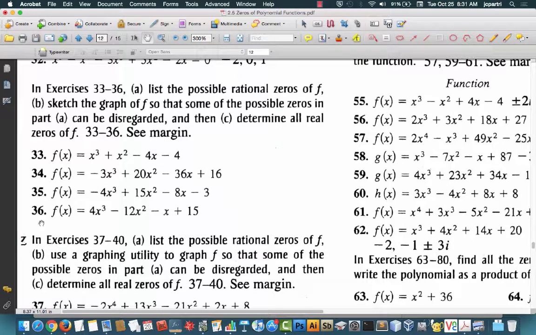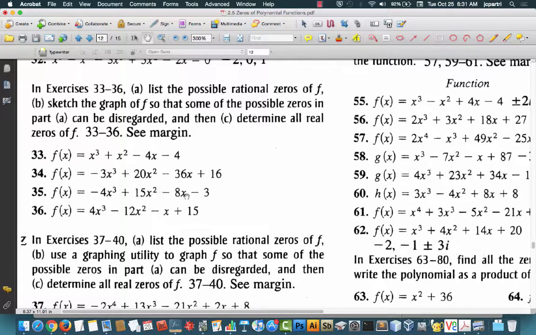Okay, here we go. f of x equals negative 4x cubed plus 15x squared minus 8x minus 3. Let's make sure we understand the instructions. A, list all the possible rational zeros of f. B, sketch the graph of f so that some of the possible rational zeros in part A can be disregarded. And then C, determine all real zeros of f.